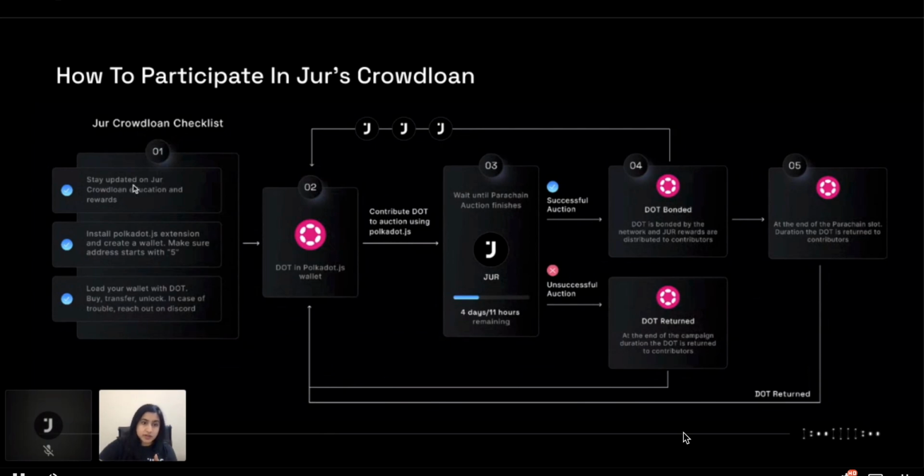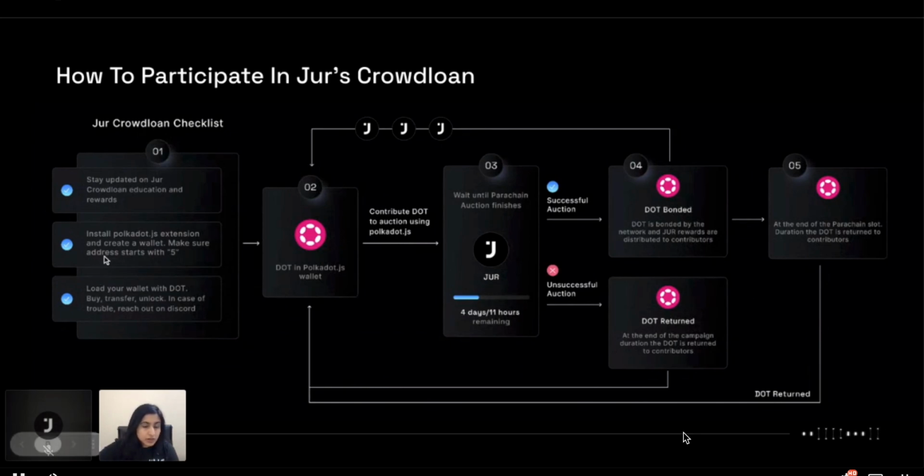And the first point is stay updated on Joule crowd loan education and rewards. Today we will not be announcing any rewards program. It will be done very, very soon in the Discord channels. So stay updated there. If you want, you can sign up for the newsletter. If you're not comfortable sharing your email, then Discord is the place. Just stay connected there, because very soon we might be announcing the crowd loan.